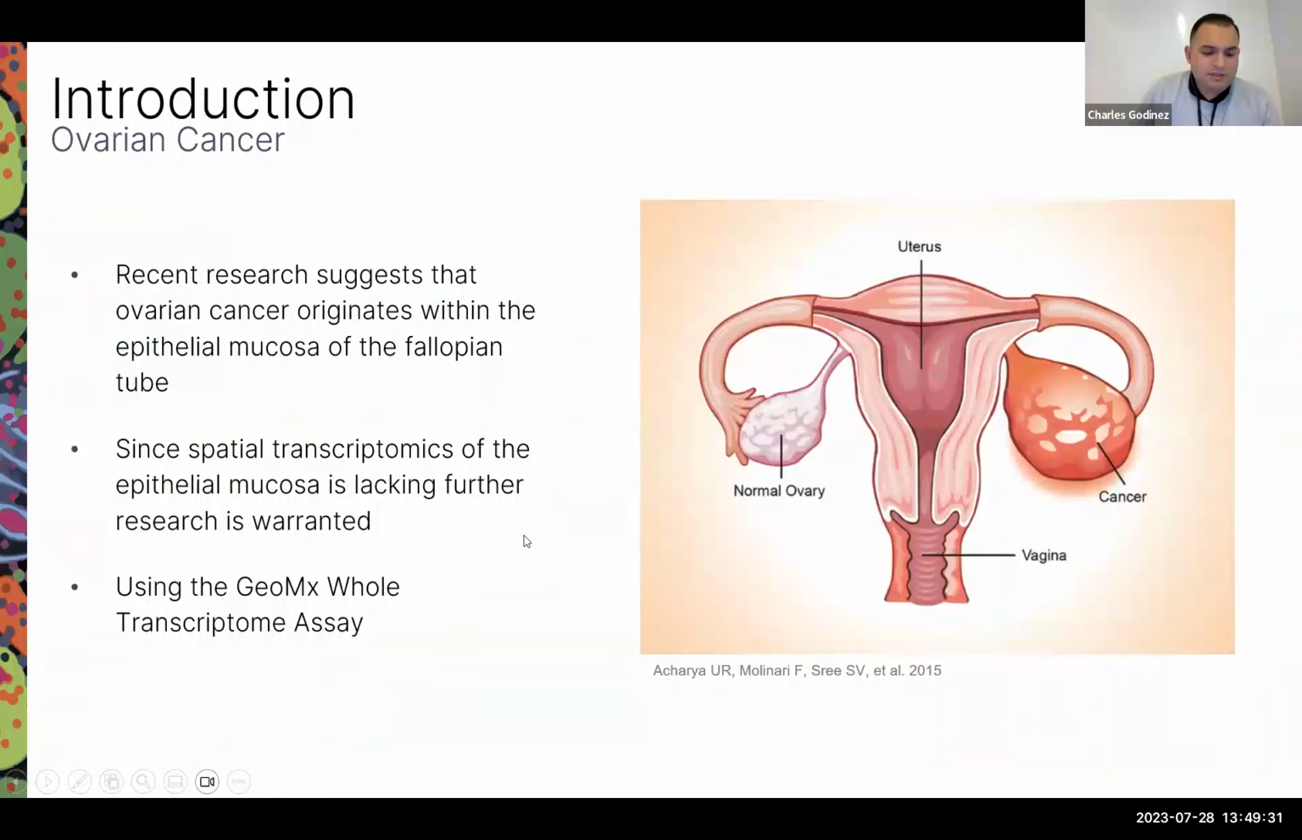So the reason there's so much interest in the epithelial mucosa is that recent research suggests that ovarian cancer originates within this region of the fallopian tube. Since spatial transcriptomics of the epithelial mucosa is lacking, as I mentioned, most of the current data is from bulk and single-cell RNA sequencing, further research is certainly warranted. We utilize the GeoMx whole transcriptome assay for this analysis.